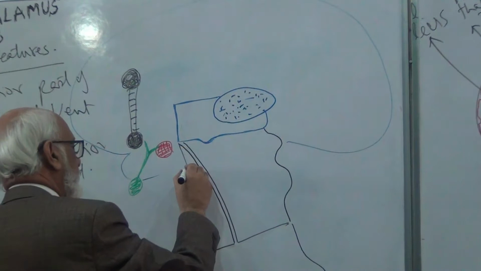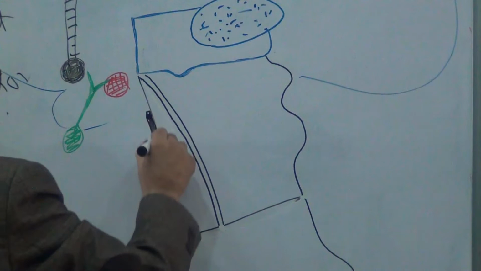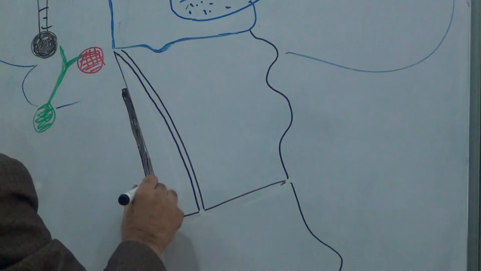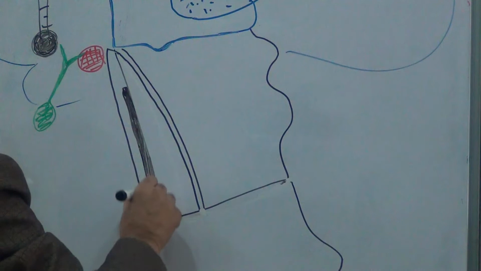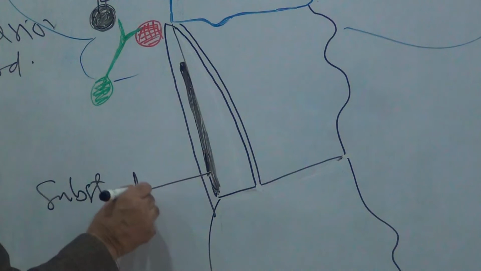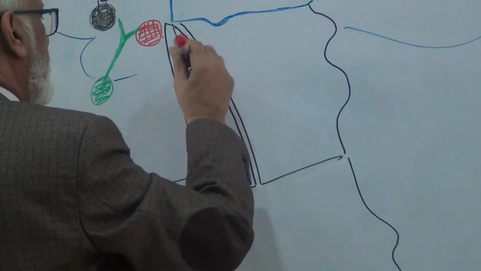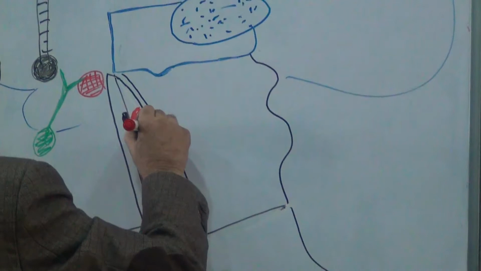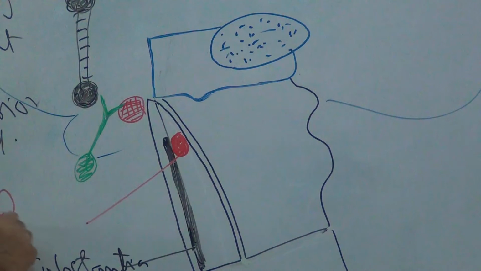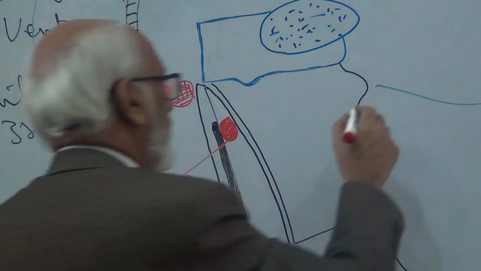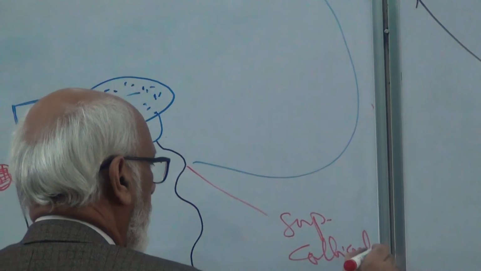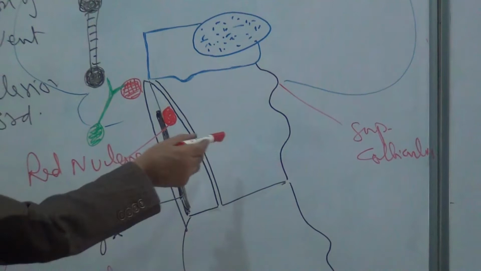If we cut a section through the midbrain, there is substantia nigra behind the crus cerebri. Above, at the level of the superior colliculus, is the red nucleus, located in the upper part of the midbrain. This is at the level of the superior colliculus, the red nucleus. So some internal features of the midbrain. So the subthalamic tegmental region.